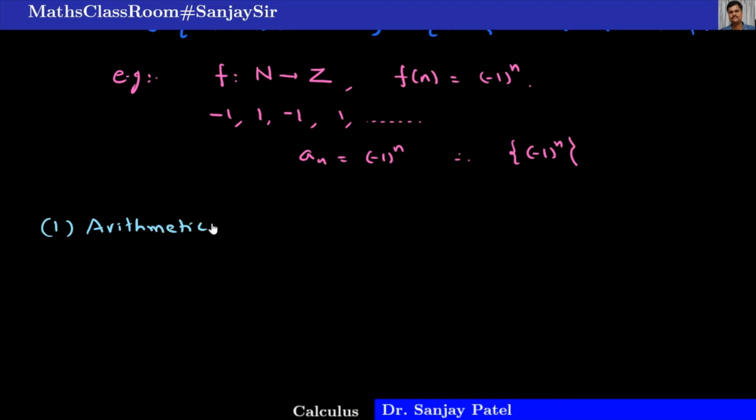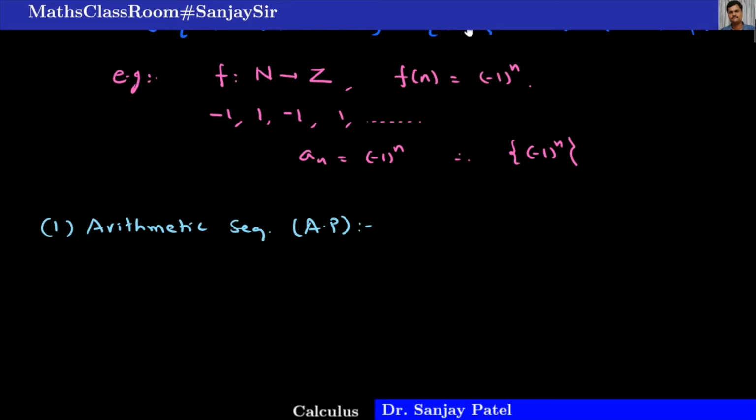Arithmetic sequence. It is also called arithmetic progression. So we may write A.P., arithmetic progression. A sequence for which the difference between two consecutive terms remains constant is called an arithmetic sequence.